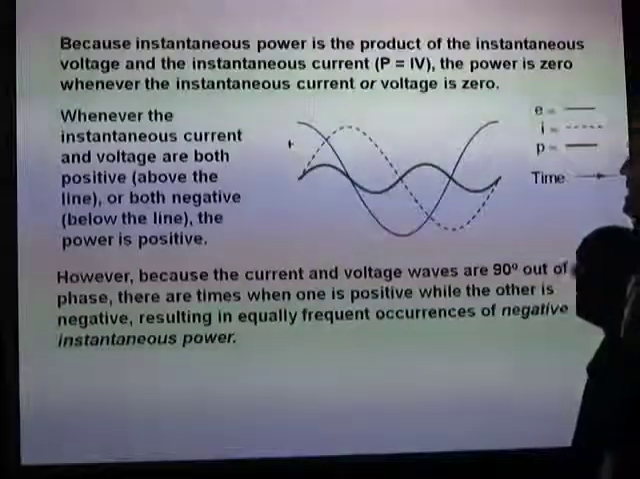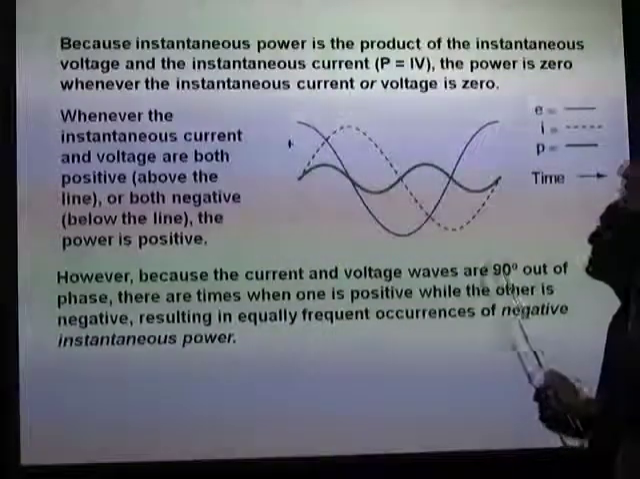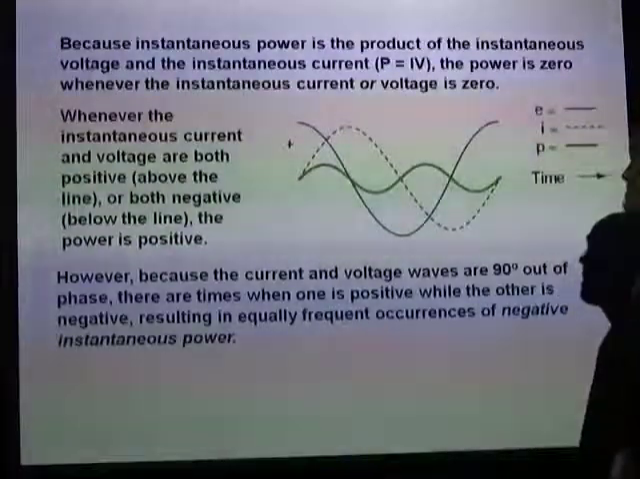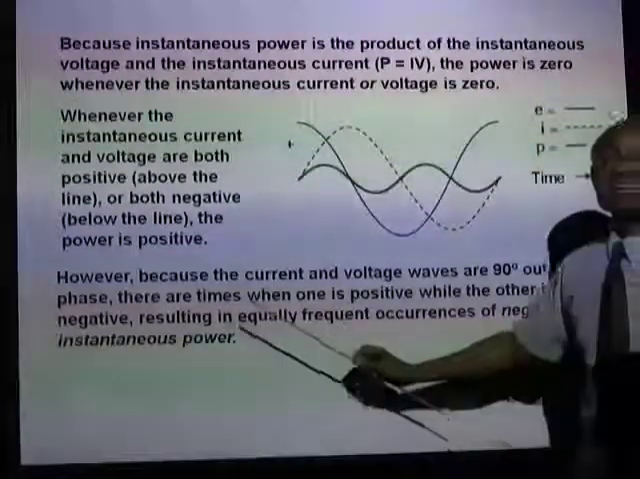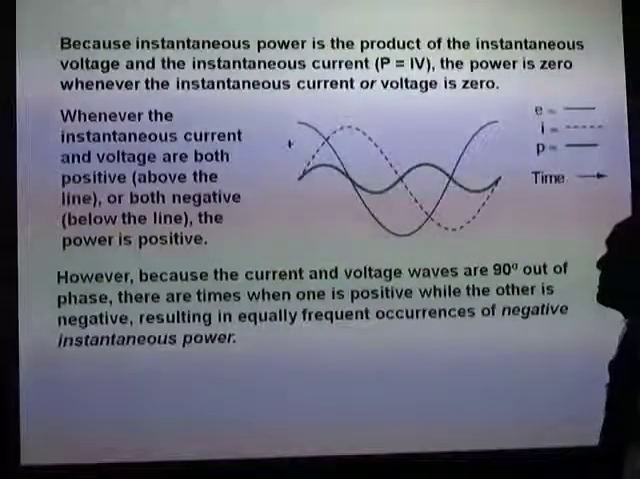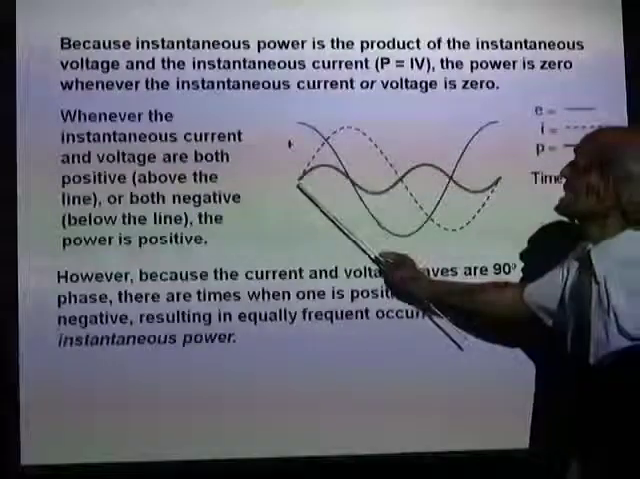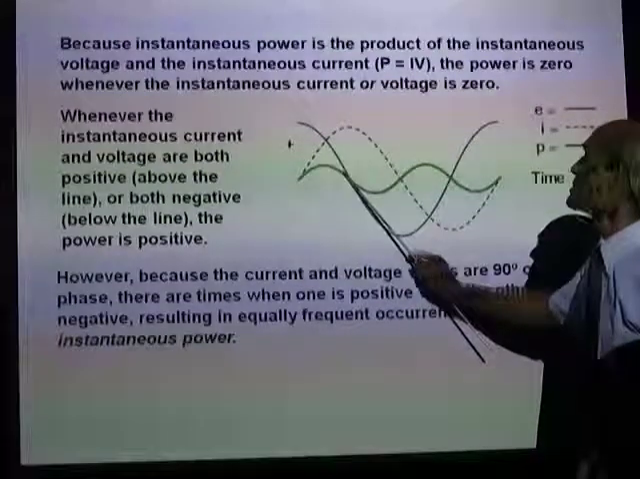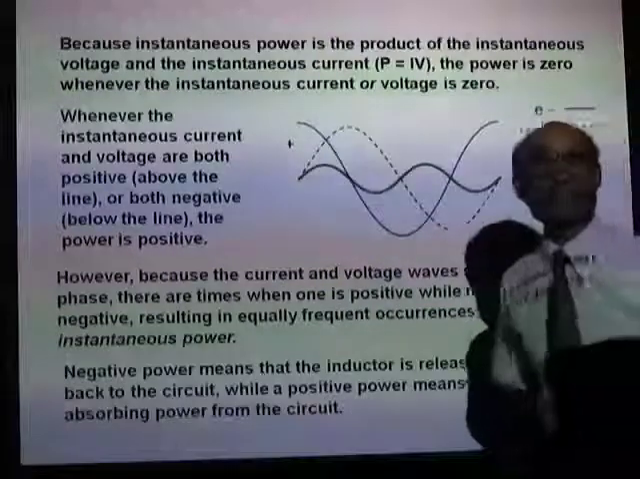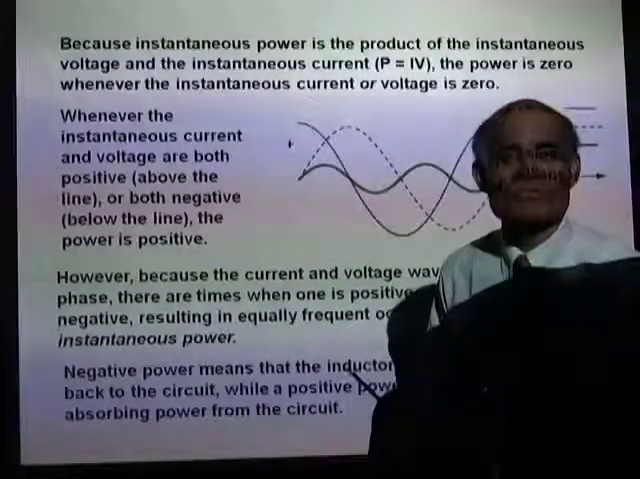However, because the current and voltage waves are 90 degrees out of phase, there are times when one is positive while the other is negative, resulting in equally frequent occurrence of positive instantaneous power and negative instantaneous power. Now, what does negative power mean?